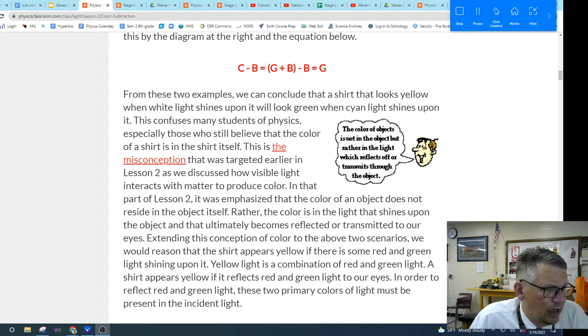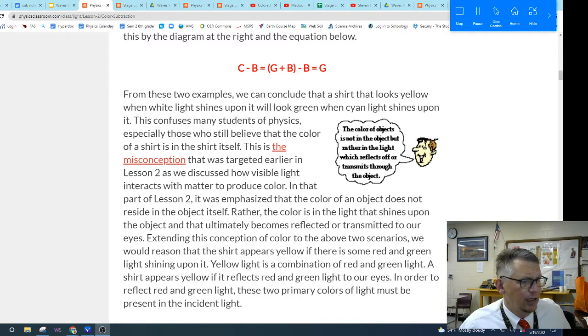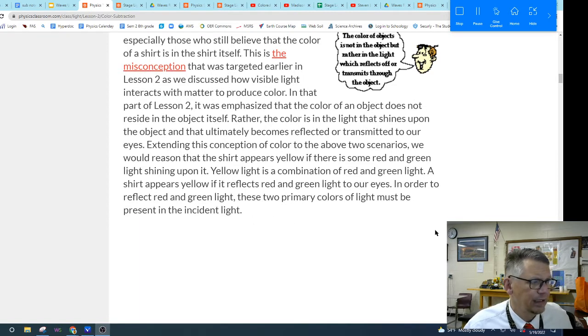Yellow light is a combination of red and green light. A shirt appears yellow if it reflects red and green light to your eyes. In order to reflect red and green light, these two primary colors of light must be present in the incident light. Incident is the light that comes in.